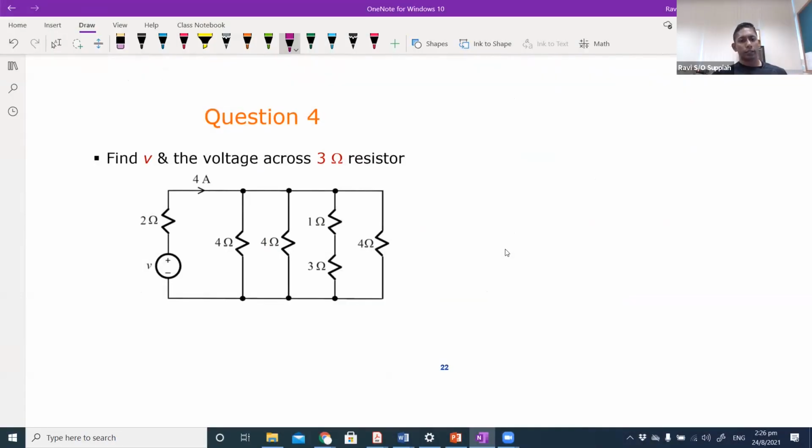Okay, now let's look at this. Find V and the voltage across the 3 ohm resistor. Now, if you look at this point over here, what do you see? You see that all these are all connected together.